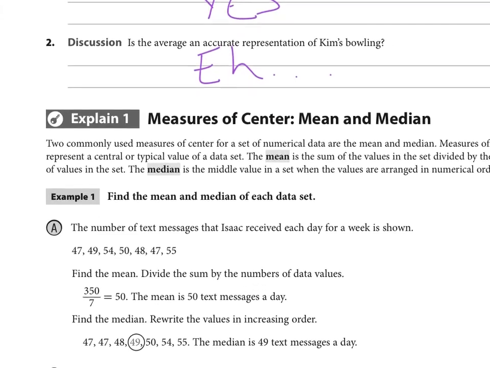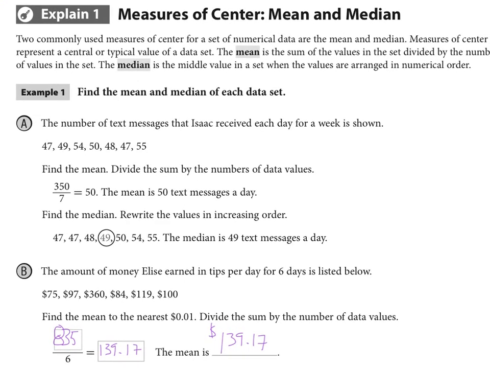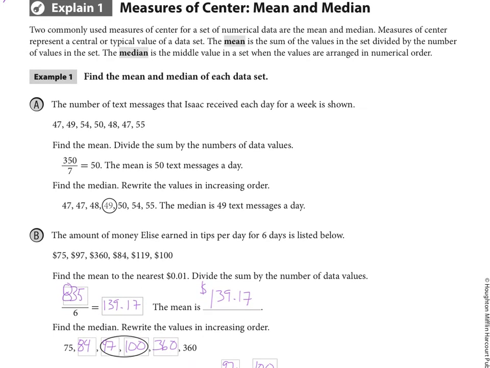We're going to jump right into the first explain. Notice that the title is Measures of Center. So we're going to open our foldables to Measures of Center and take our first couple definitions. All right. What do we have here? 2 commonly used measures of center for a set of numerical data are the mean and median. You should be familiar with these terms, right? Measures of center usually represent a central or typical value of a data set.